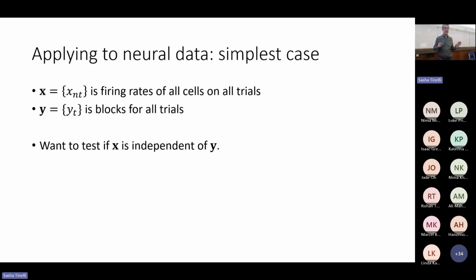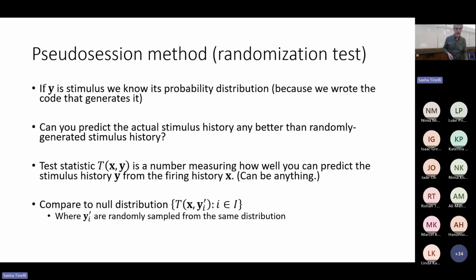We can use the randomization test that we talked about before. If X is the firing rate of the cells on all the trials, and Y is the stimulus block for all the trials, we want to test if the history of X, the history of neural activity, is independent of the history of the block variables. This is a randomization test, but I think it's worth giving it its own name, which is a pseudo session method, right?